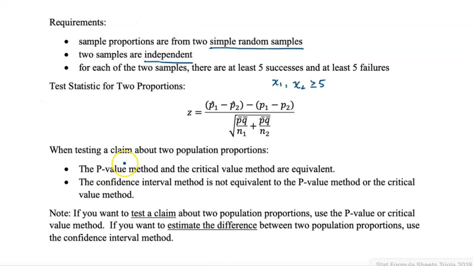So when testing a claim about 2 population proportions, the p-value method and the critical value method are equivalent. So this z-score will give us the z-value that we can compare to the critical value. Or we could convert this z-score to a p-value, which we could compare to our alpha. So it's the same thing as we saw in the hypothesis testing. What is not equivalent is the confidence interval method. Now the confidence interval method is really great if we want to estimate a difference between 2 population proportions. If we want to test a claim, we're going to use the p-value or critical value methods.